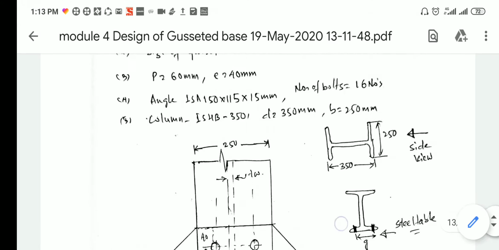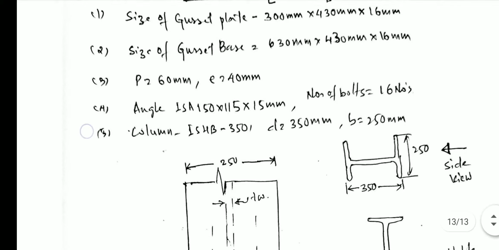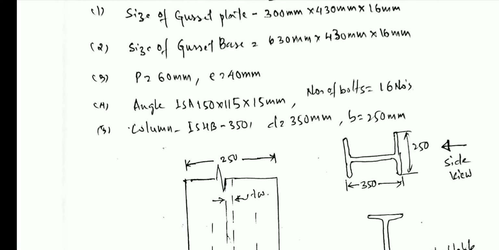So what is the diagram? What are the things we require for the diagram? Size of gusseted plate required, that is written 300 into 430 into 6 mm. Actually this 300 mm height will be changed, that we discuss now. Size of gusseted base is 630 into 430 into 16 mm. Then P is 60, E is 20 mm.